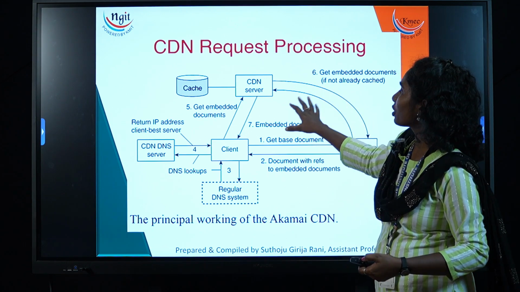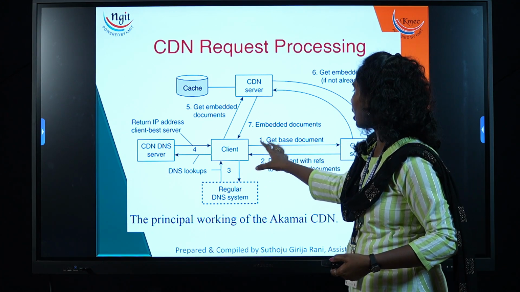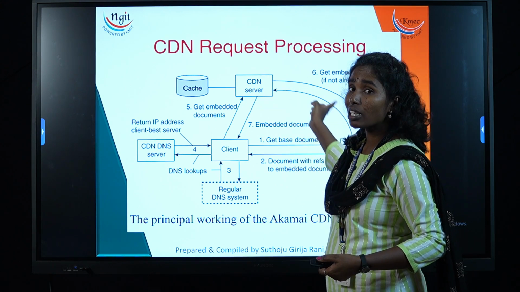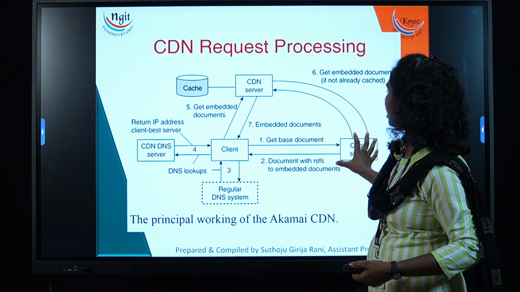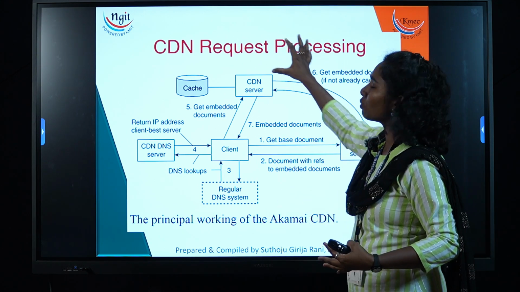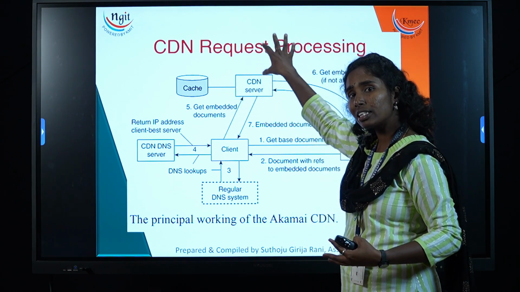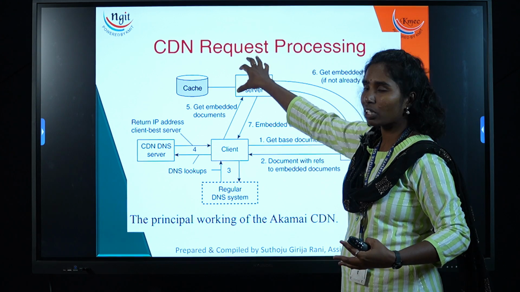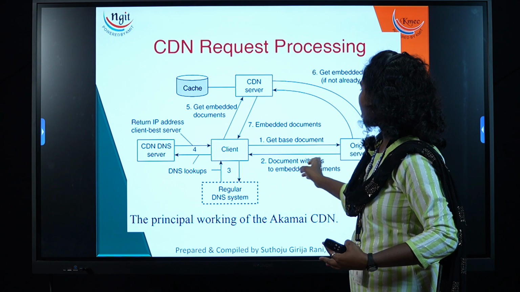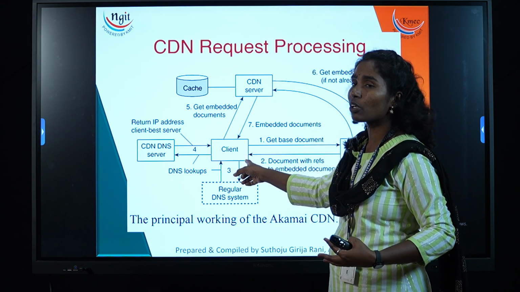Next is request processing. The client is asking its original server for so and so document. Now the original server will ask the CDN. The main server is there, but the main server will not have all the content with it, right? So it is maintaining one CDN server. CDN is nothing but the content delivery network where all the contents will be posted. Now from here, I will be giving my document reference to my client.